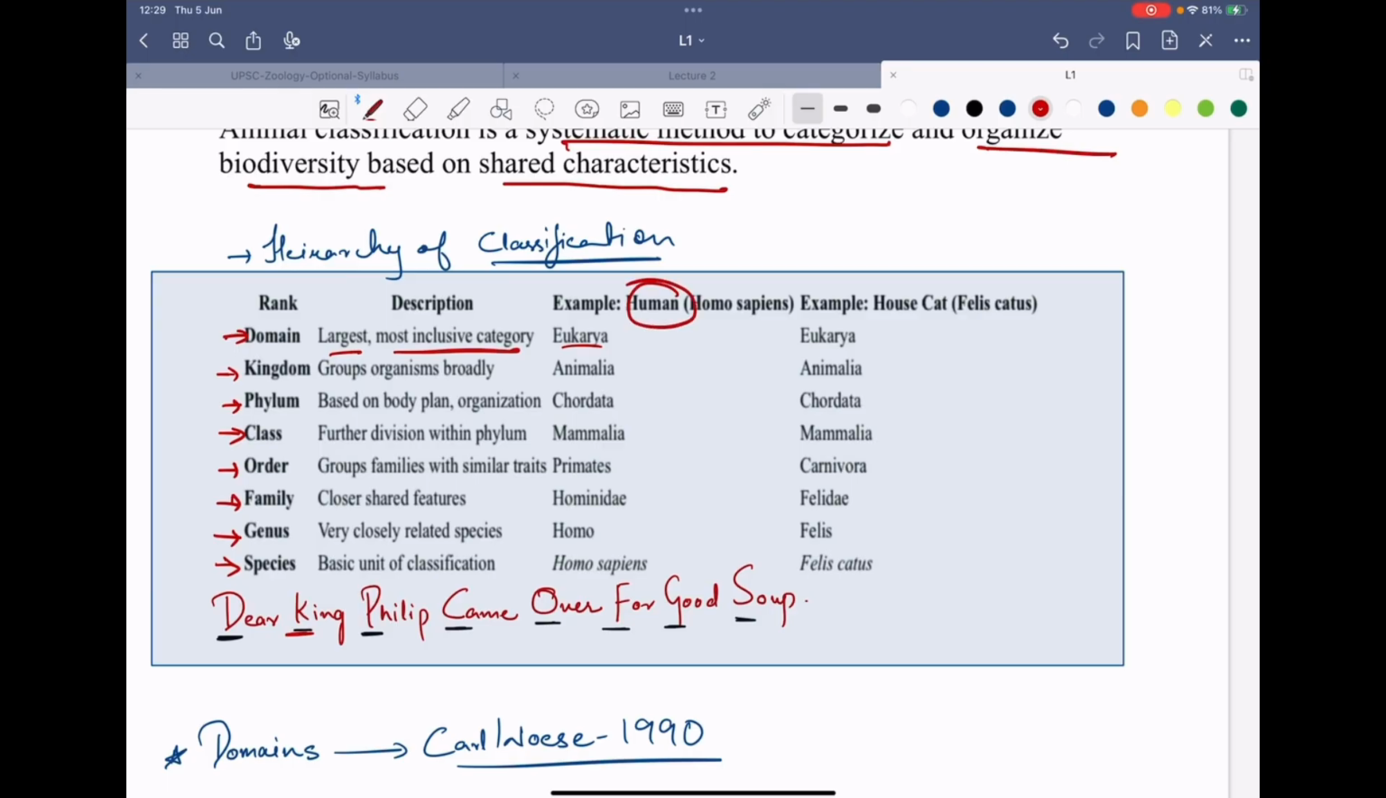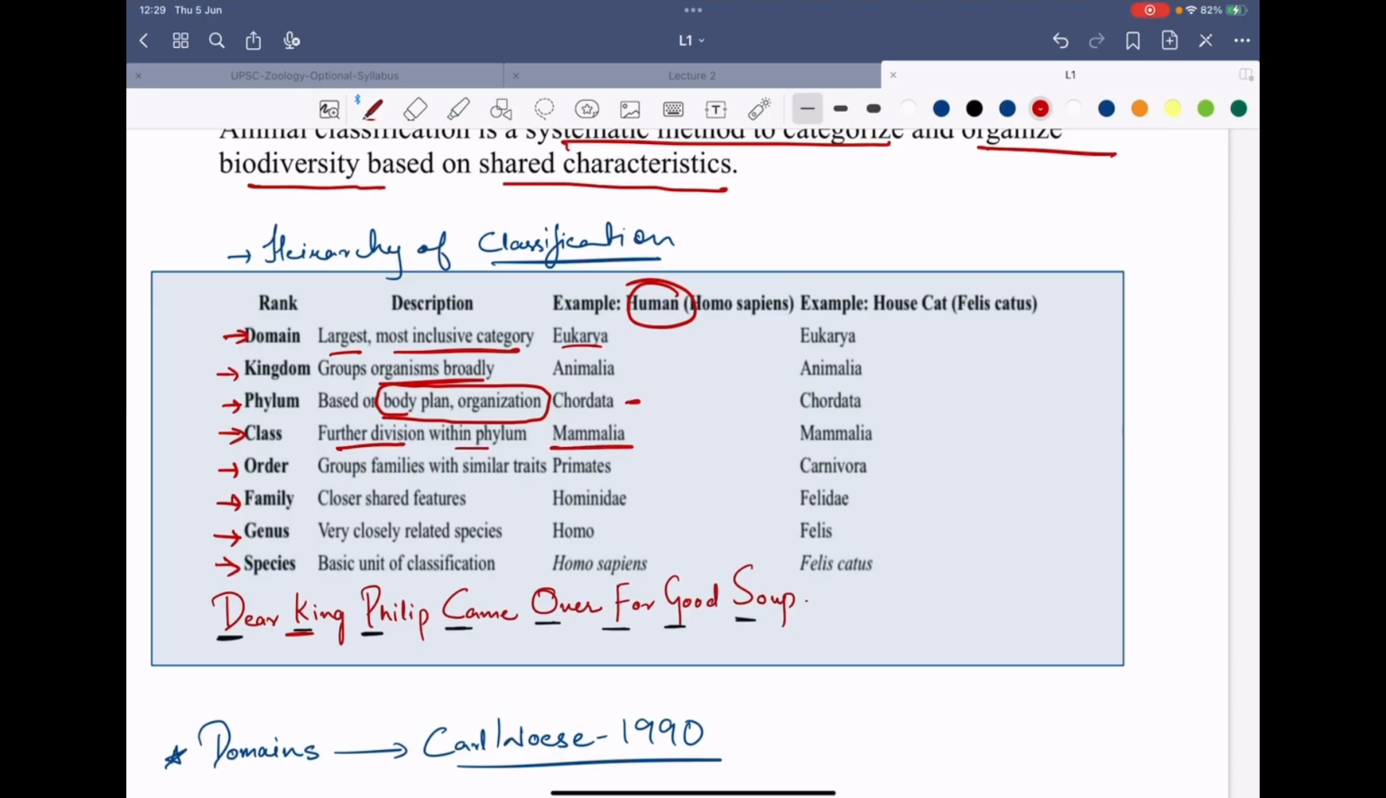Let's take human as an example. In kingdom, we have groups of organisms broadly containing, for example, Animalia and Plantae. So kingdom includes Animalia, Plantae, Monera, Protista. Then we have phylum, which is based on the body plan and organization. In the syllabus, we will be discussing many phyla. In the phylum, you will see there is a proper body plan, proper body organization. In the case of humans, the phylum is Chordata. Then in the case of class, it's Mammalia.